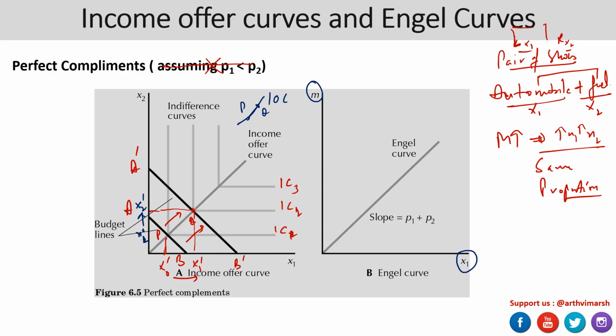So for x1, when your income increased to this point, your consumption of x1 actually increased. Likewise, if income was m1 and it went up to a point like m2, the consumption of x1 went up from x0 to x0 prime, right? So this is what the Engel curve is telling us here in case of perfect complements.